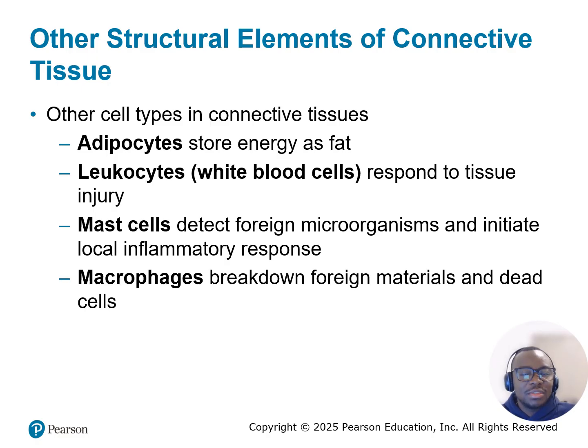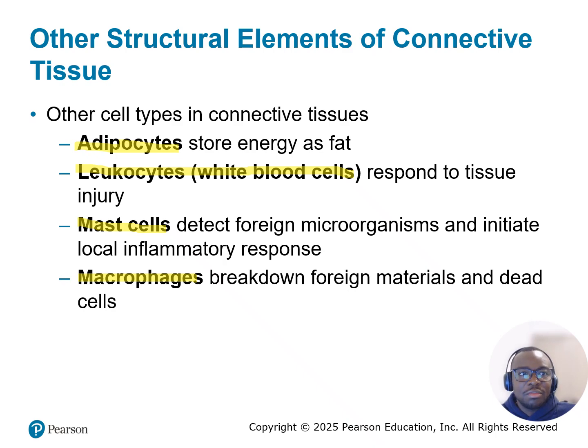Other cell types in connective tissues include adipocytes, leukocytes or white blood cells, mast cells, and macrophages. Adipocytes store energy as fat. Leukocytes respond to tissue injury. Examples of leukocytes include neutrophils, eosinophils, and lymphocytes. Mast cells detect foreign microorganisms and initiate local inflammatory responses. They contain secretory granules with chemicals to mediate inflammation. Some of the chemicals include heparin and histamine.